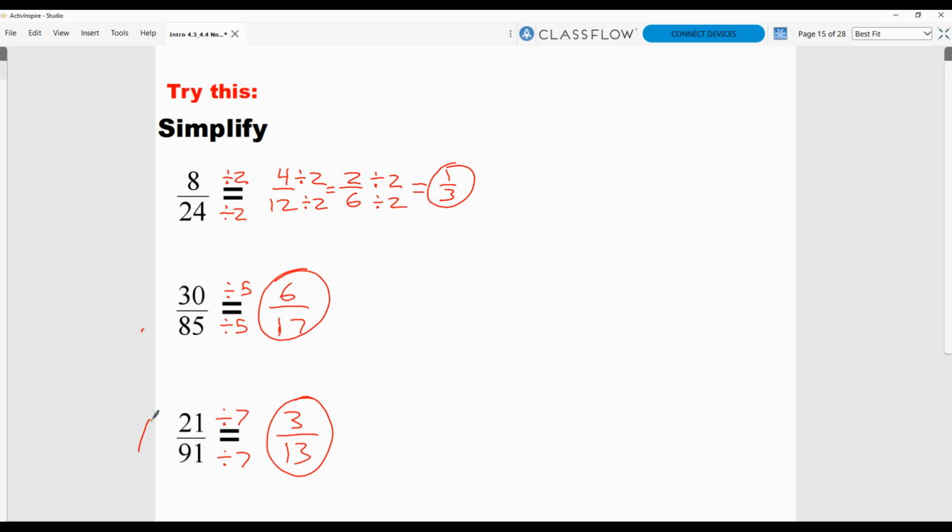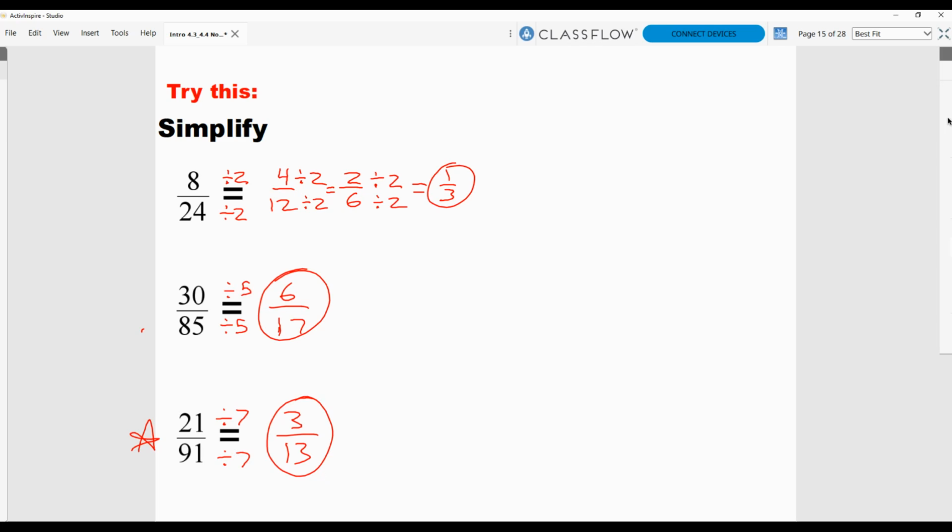All right, and our challenging one here, the only number that works to divide both of those by, at least the lowest number anyway, is 7. So you had to go all the way up until 7 until you figured out a number that would work. So you ended up with 3 over 13 for that one. All right, so check your answers, make sure that worked. Make any changes that you need to.